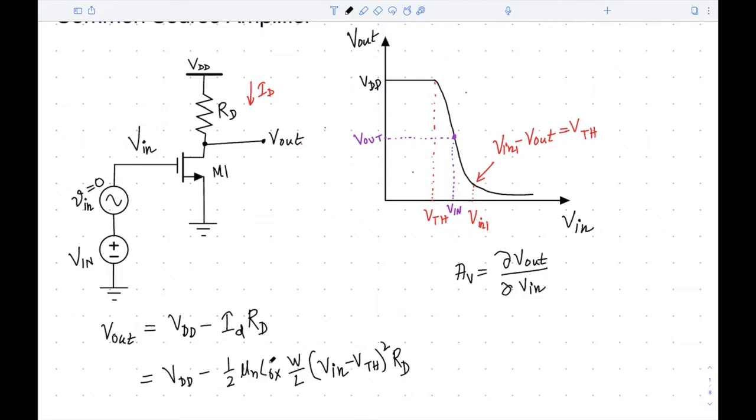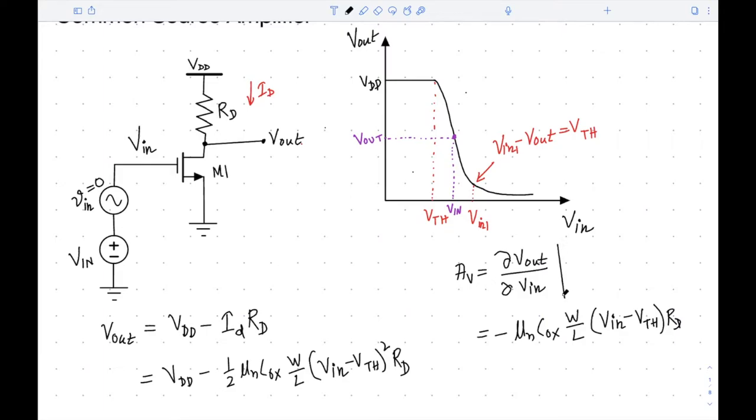Of course this 2 will come in the front. So what I will get here is something like this. So 2 and 2 will get cancelled. So what I will have is minus mu n Cox W by L (V in minus VTH) into RD.